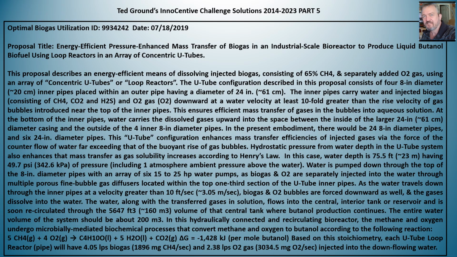They're forced down into the depths of this structure, and then you have high pressure of about 50 psi at the bottom of this thing, and water is pumped down through the top of these pipes, the 8-inch pipes, with several water pumps, and you've got a culture basically of microbes that convert the methane and oxygen into butanol. So you can stop and pause this, and let's go to the next slide.